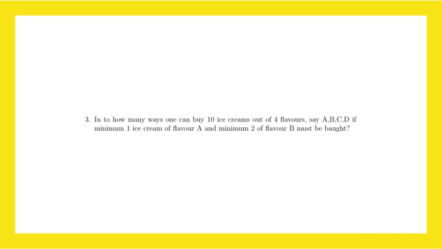What we are changing is that a minimum of 1 ice cream of flavor A and a minimum of 2 ice creams of flavor B must be bought. Now we are putting a lower limit on 2 flavors, 2 variables. So what is the algebraic form of this problem? x1 plus x2 plus x3 plus x4 is equal to 10, given 1 is less than equal to x1, 2 is less than equal to x2, and x3, x4 are greater than equal to 0.